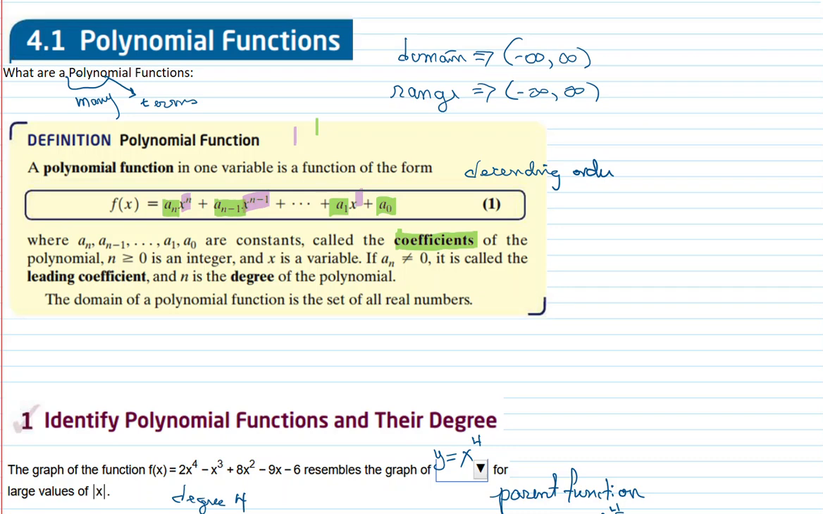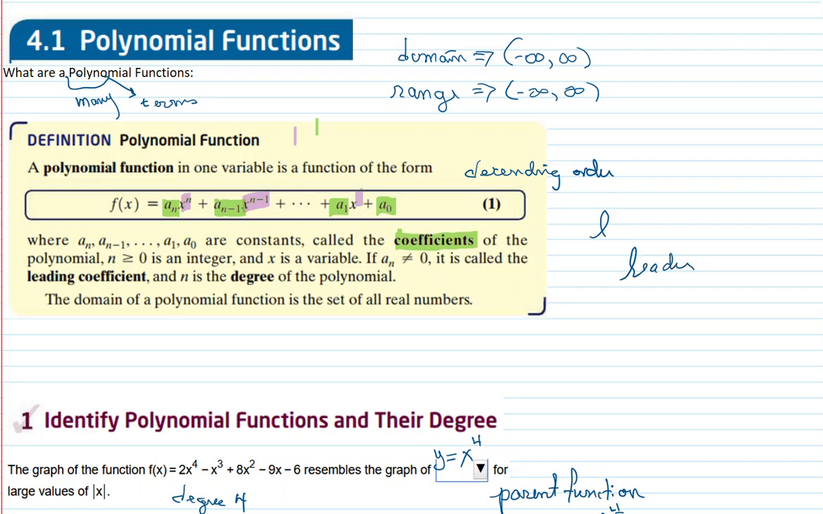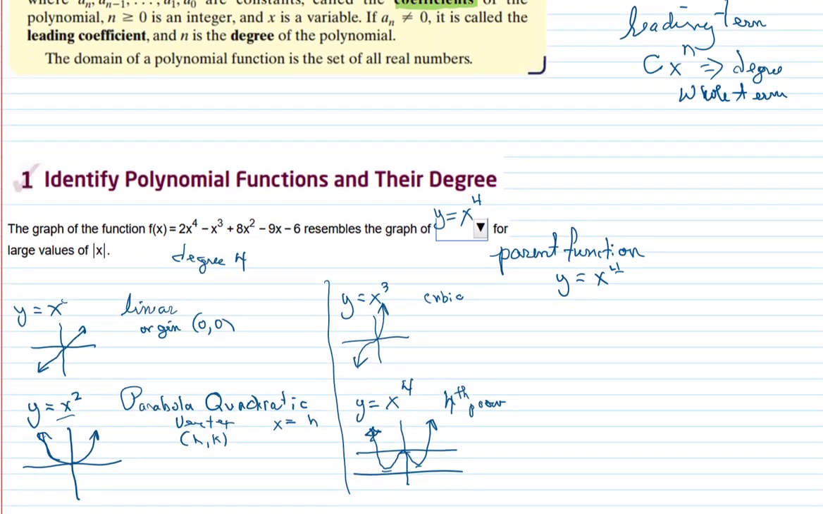Okay, so we have something called the leading term. The leading term is any coefficient and the variable to the n, and this is the degree of that term. It's the whole term. That part is different for me. I've never had this happen as an identity, but it is for this particular textbook.